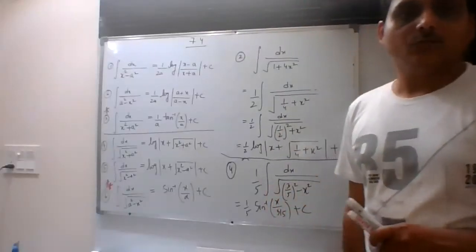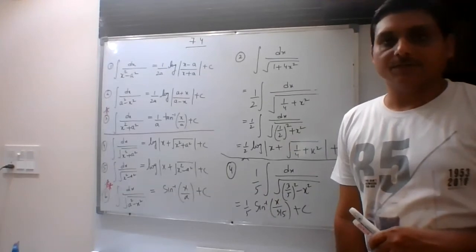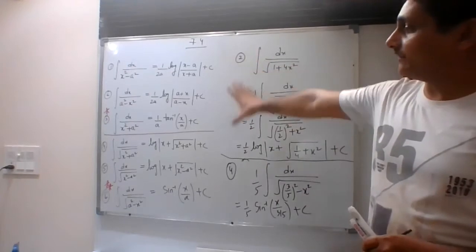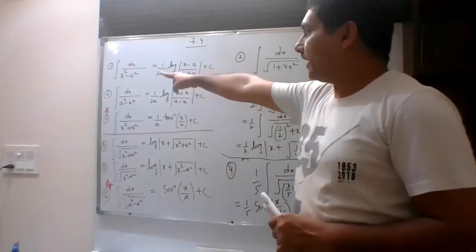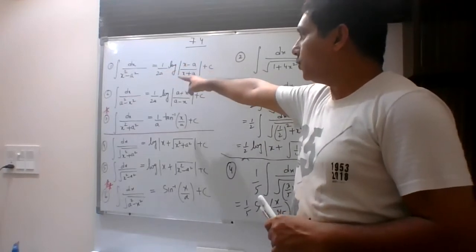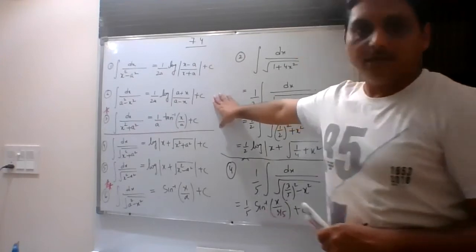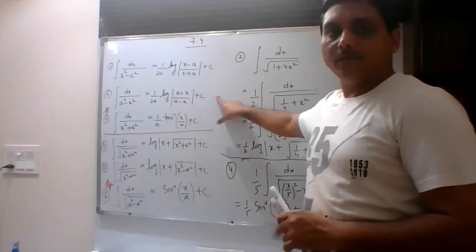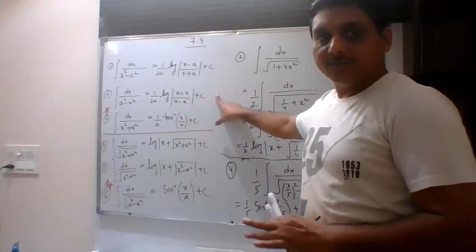Hello everyone. Today we are going to start a new topic, that is integration of special functions. You can see these six formulas which I had written. Formula number one is dx upon x square minus a square. It is 1 upon 2a log of (x minus a) upon (x plus a) plus c. The second one is dx upon a square minus x square, so it will be 1 upon 2a log of (a plus x) upon (a minus x) plus c.